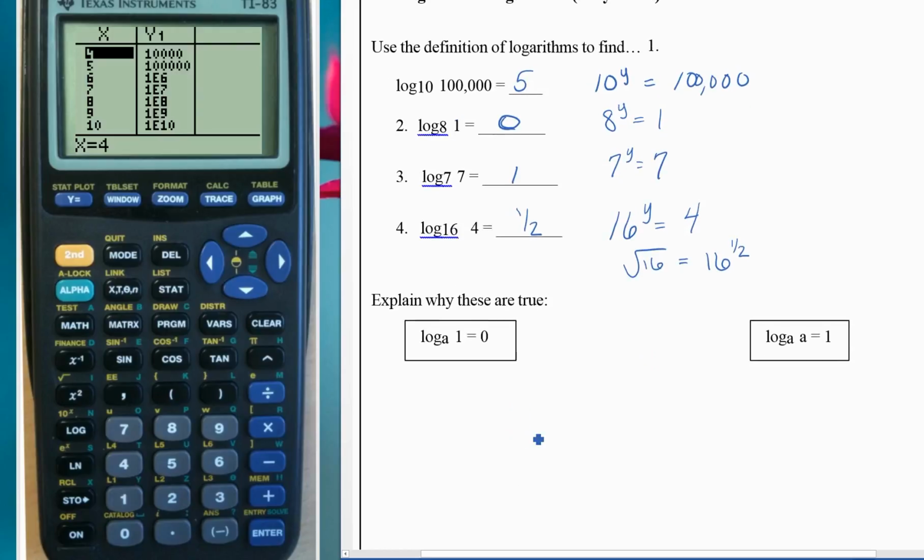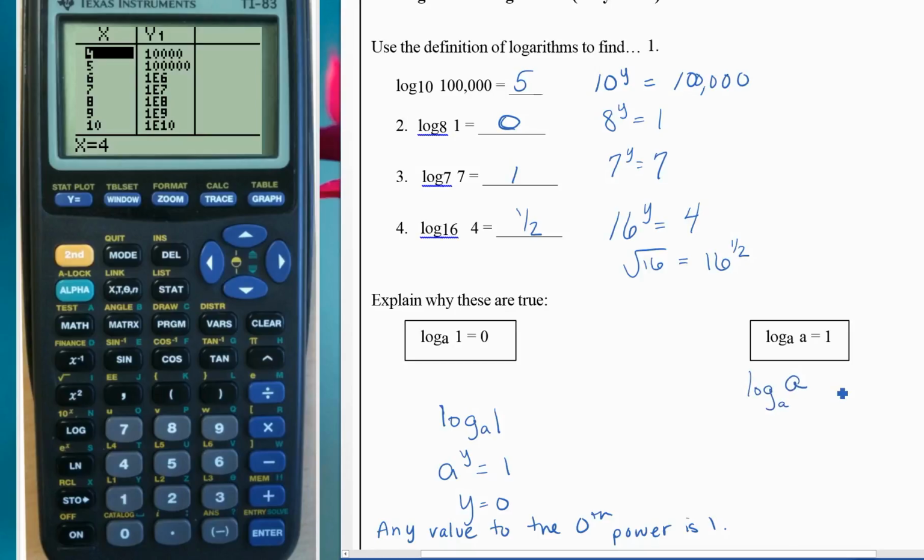Okay, now we're going to look at these and say, why is this true for any base a? If we had log base a of 1, why is that always 0? Well, log base a of 1 means, what exponent do I put on a to get 1? And like we talked about above for 8, it would be 0, because any value to the 0th power is 1.